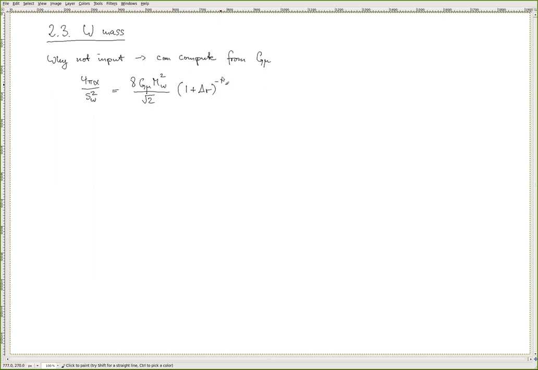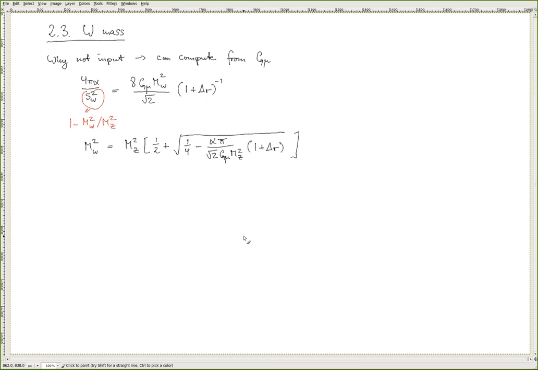And now we could try to solve this equation for MW. When we do that, we need to take into account that the weak mixing angle also depends on MW. It was 1 minus MW squared over MZ squared. So it's actually a quadratic equation we have to solve. The answer looks like this: a square root with all the other parameters that appear in our formula. And then there's this radiative correction term. This is the formula that we get.